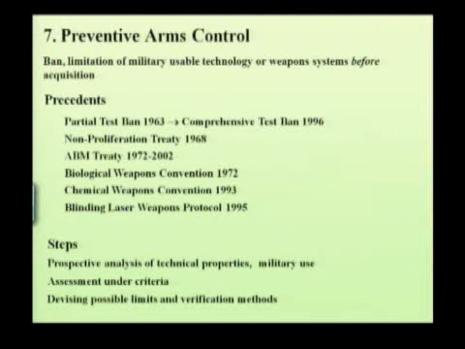Preventive arms control goes in certain steps. At first, you have a scientific section where you do a prospective analysis of technical properties on potential military uses. Then you assess the knowledge that you have got under certain criteria, and then you devise possible limits and verification methods, and then hopefully states will sit down and negotiate according to the analysis that arms control science and peace research science has delivered. Not always it goes like this, unfortunately.